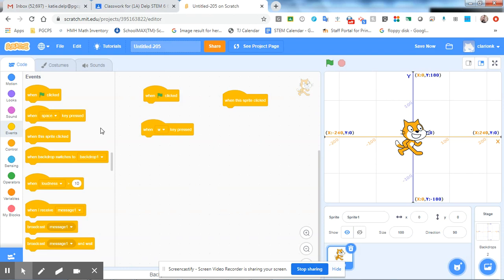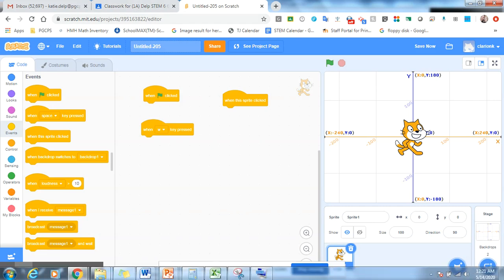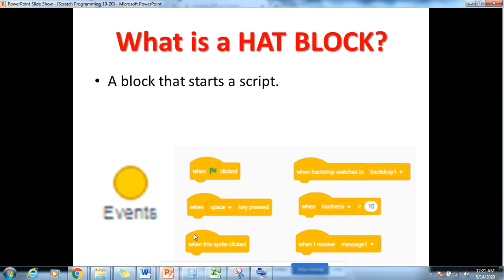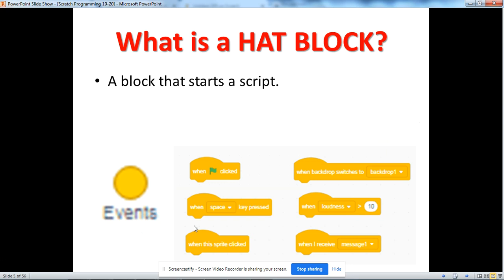Those are the majority of the ones that we're going to be using in STEM Integrations 1. So really these first three that I just highlighted are the ones that you're going to be focusing on today and for most of your work for this class. These other ones, they have a time and a place. We're just not really going to get to it so much this year. All right, so those are your hat blocks. And again, those blocks start a script.